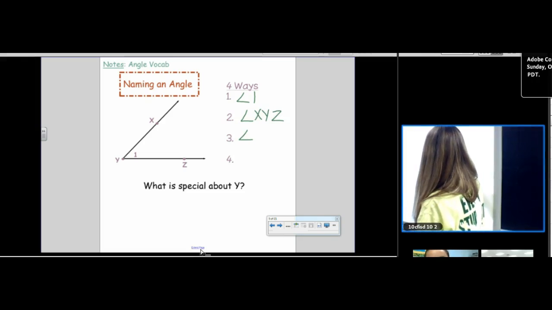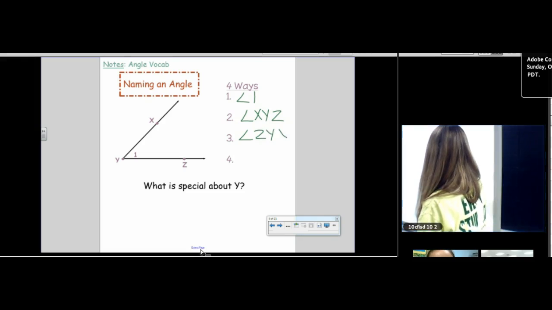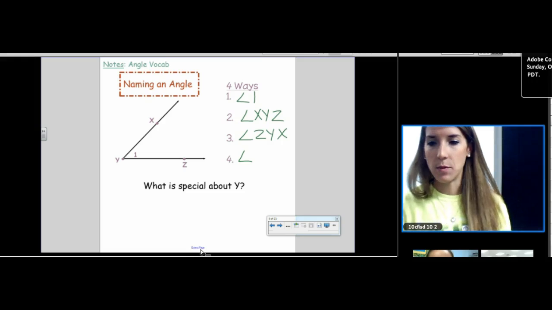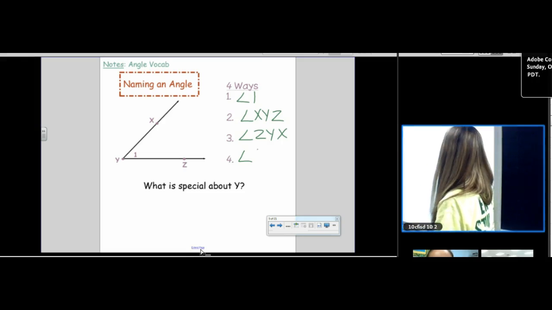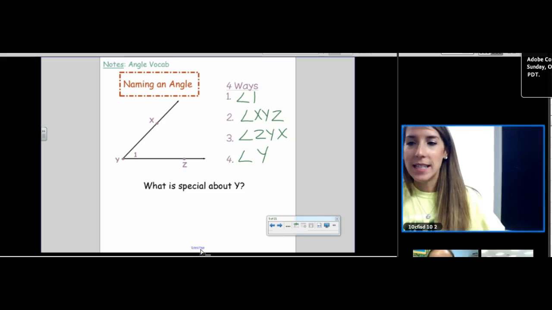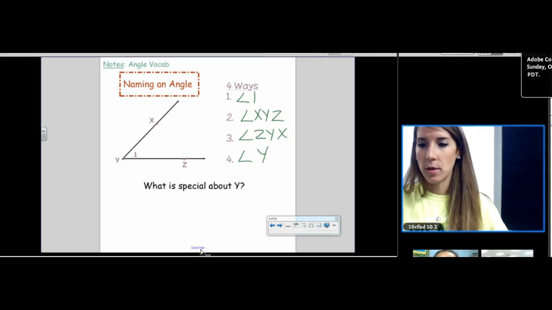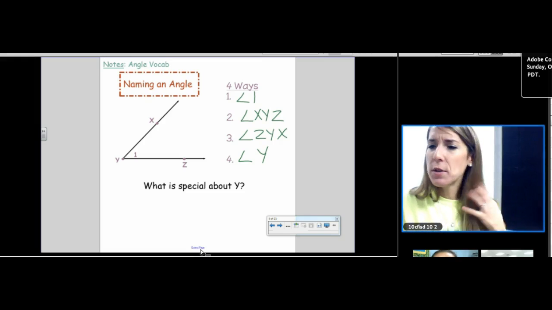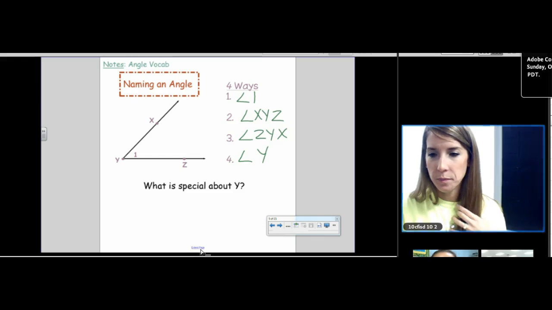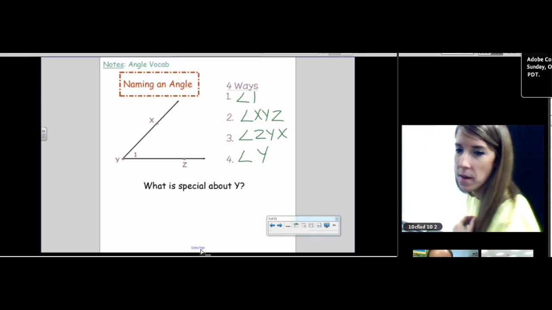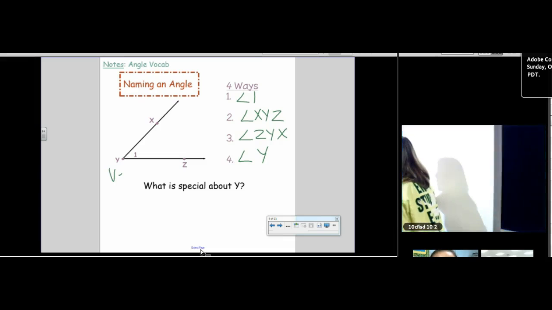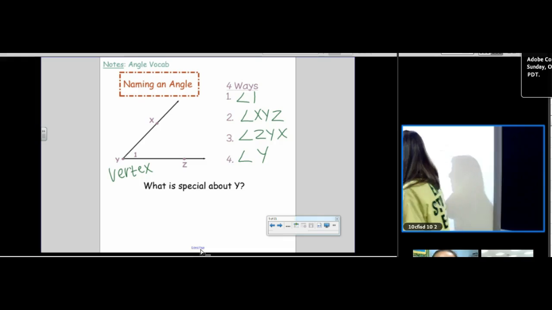I could name it angle ZYX. And what's the last thing I'm allowed to name this one? Yes, you got it. I could name it angle Y. Now, what do you notice about what's the same about number 2 and number 3? Y is in the middle. So what's so special about Y? What is Y called? Starts with a V. It is called the vertex. It's the vertex of the angle.